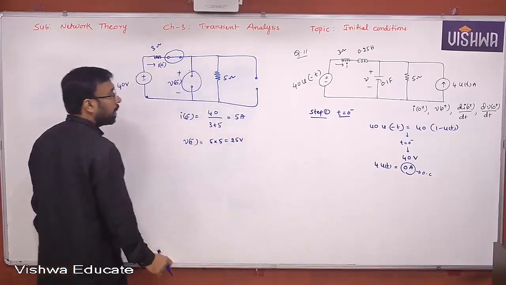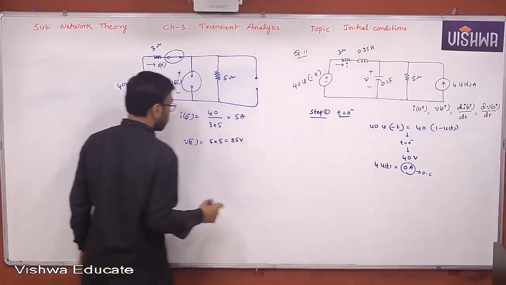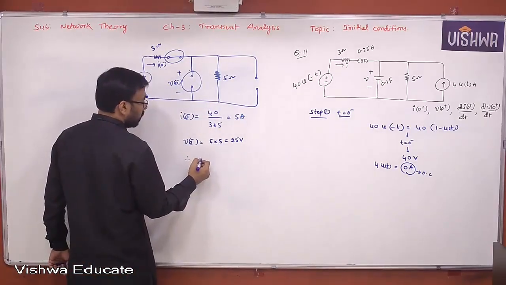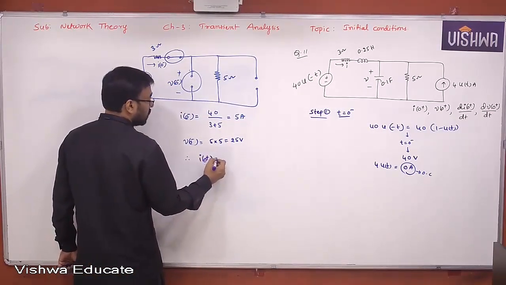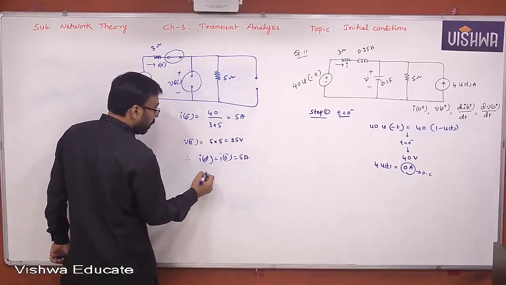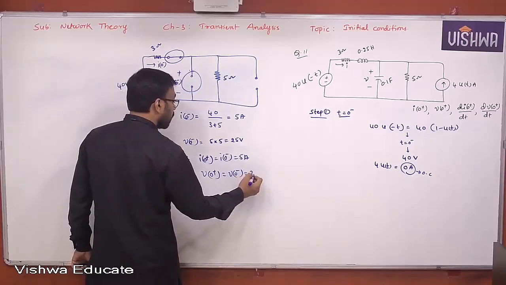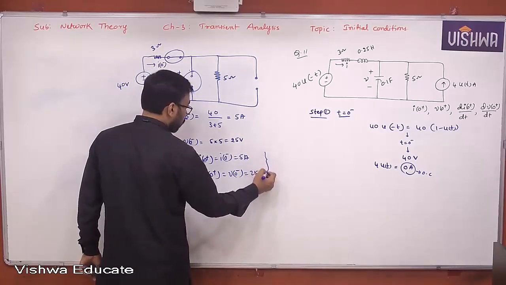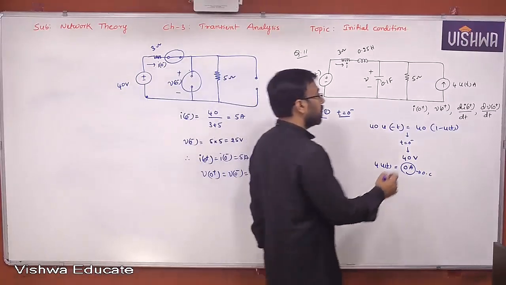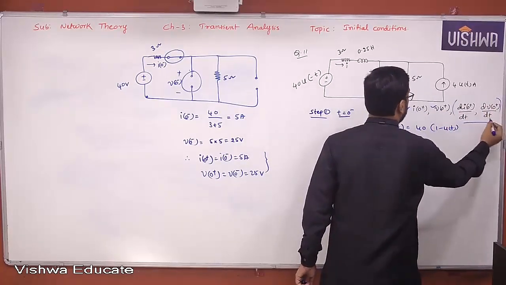Okay. Since I is the current of the inductor, and V is the voltage across the capacitor, I can conclude here itself I of 0 plus is nothing but I of 0 minus, nothing but 5 amperes. V of 0 plus is nothing but V of 0 minus, nothing but 25 volts. That's it. So you got the first two answers here. Now the remaining two need to be determined.